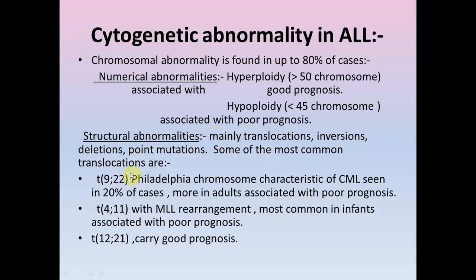Some of the most common translocation is translocation between chromosome 9 and 22, which results in the formation of Philadelphia chromosome. It is characteristic of CML cases, chronic myeloid leukemia cases. This will be mentioned in another lecture. Seen in about 20% of the cases, it is more in adults, and it is associated with poor prognosis.